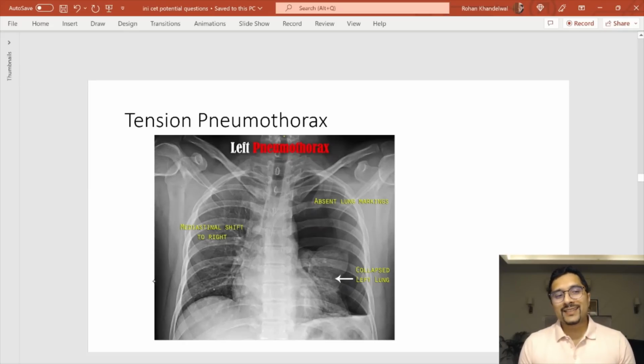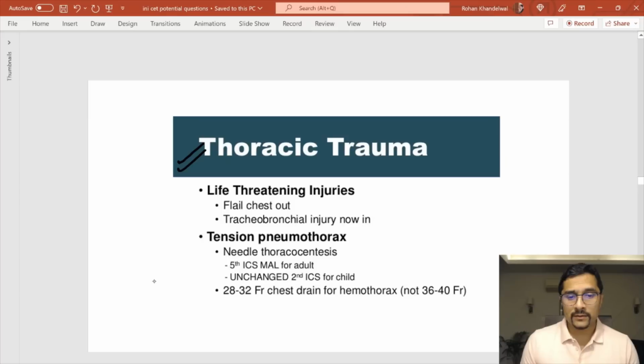Tension pneumothorax is a constant feature in the exam. Tension pneumothorax and cardiac tamponade. You should know how to diagnose it on an X-ray. You should know the various scenarios in which you will get a hyper-resonant note on percussion. There will be tachycardia and hypotension.